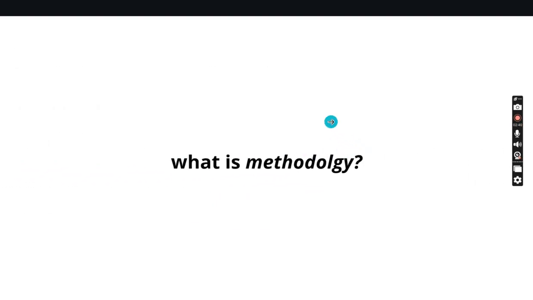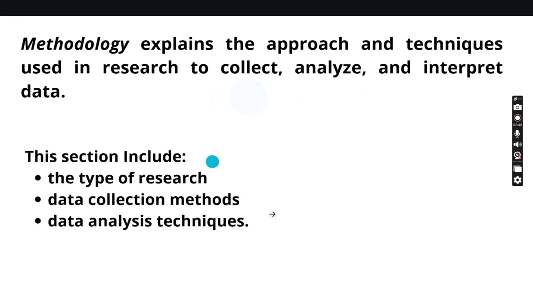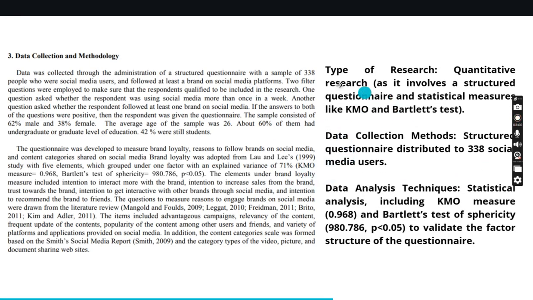Methodology. What is methodology? Methodology explains the approach and technique used in research to collect, analyze, and interpret data. This section must include the type of research, data collection method, and data analysis techniques. Here's some examples. Now here, the type of research is quantitative research. As you can see here, brand loyalty was adopted from Lau and Lee's study with 5 elements, which group, and there are a lot of numbers here. That means the research must be quantitative.